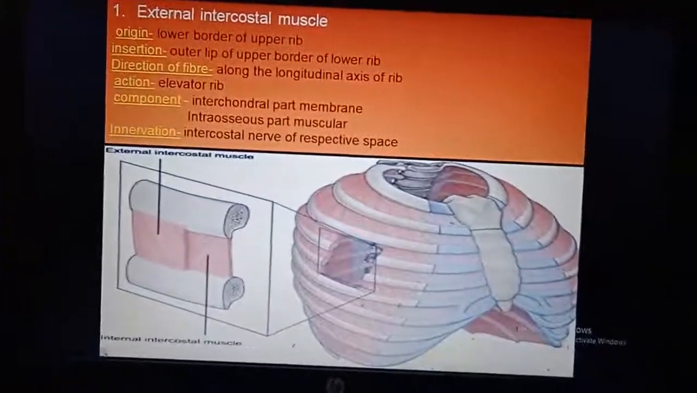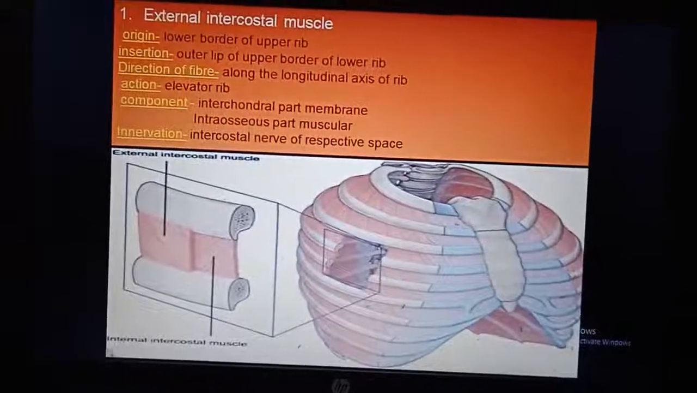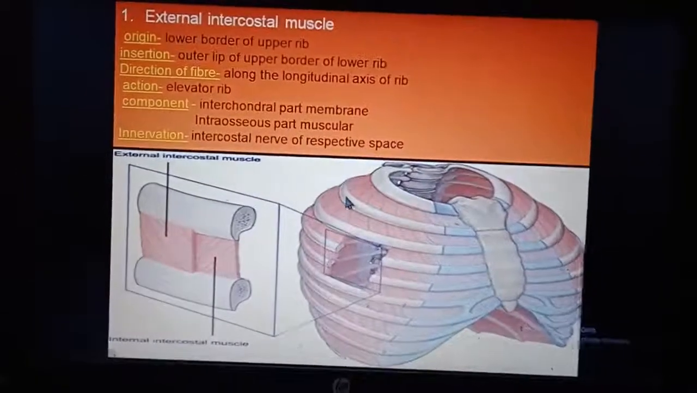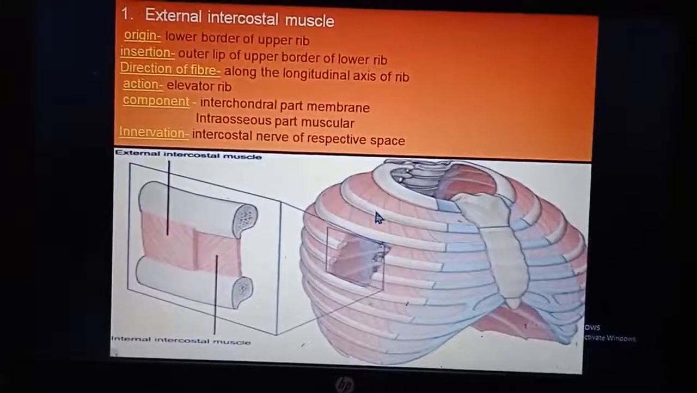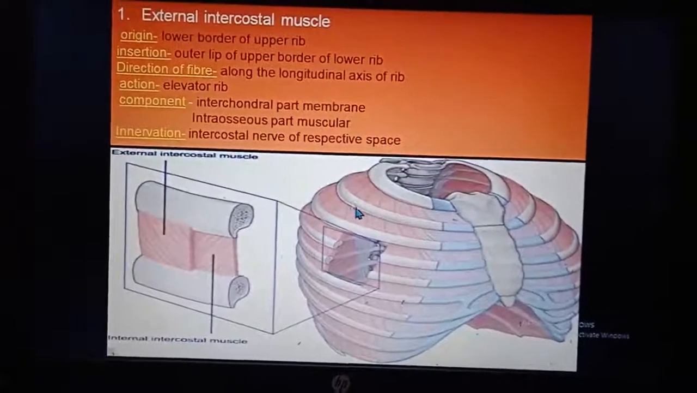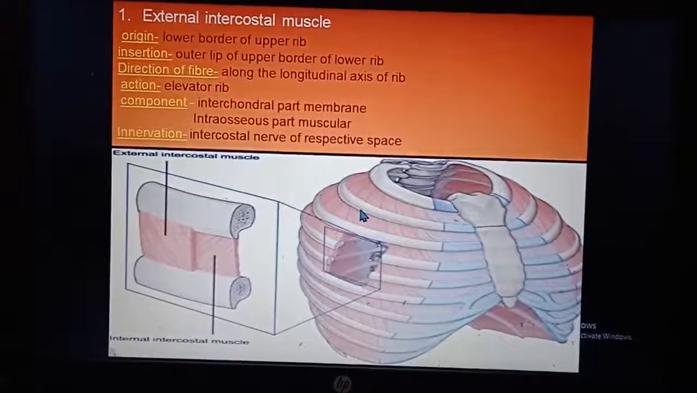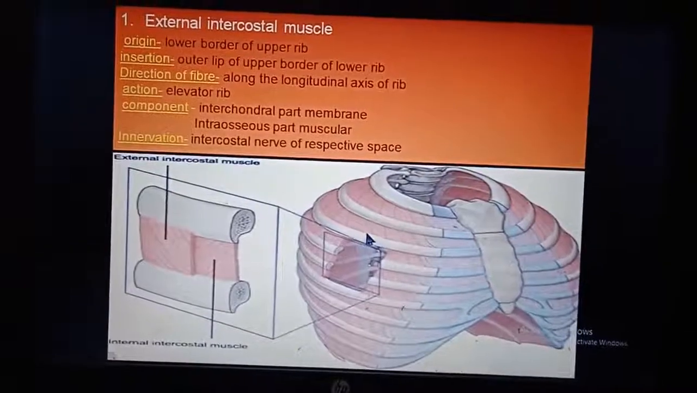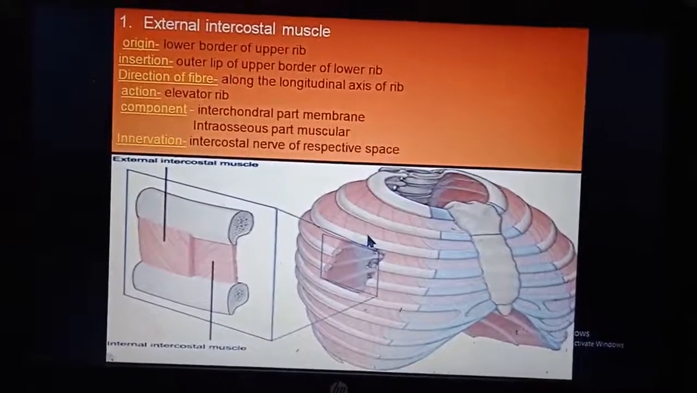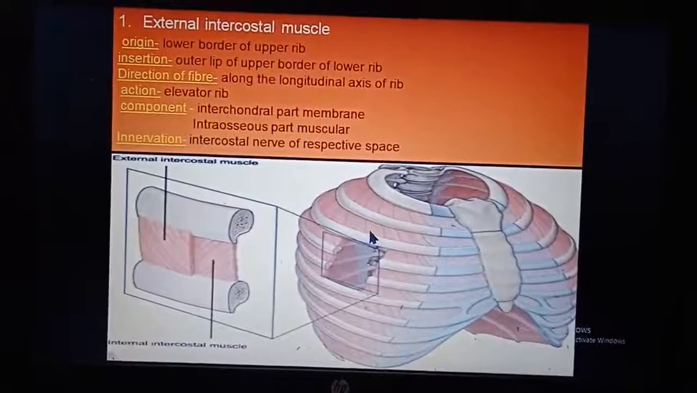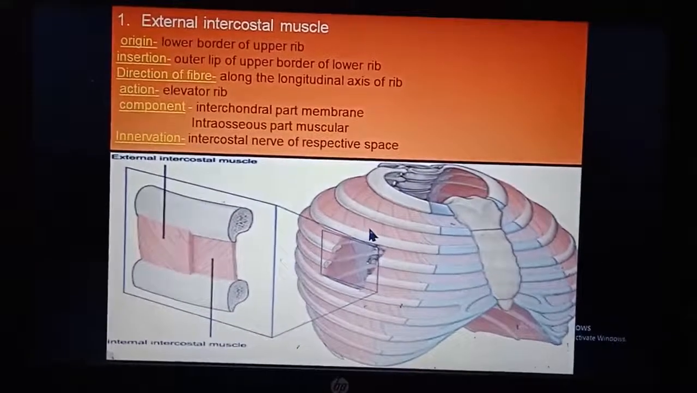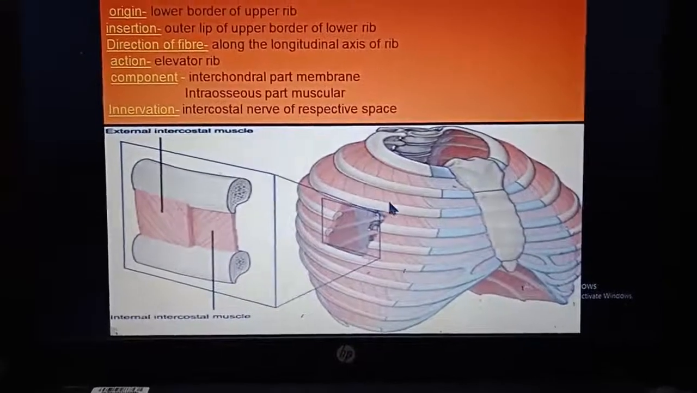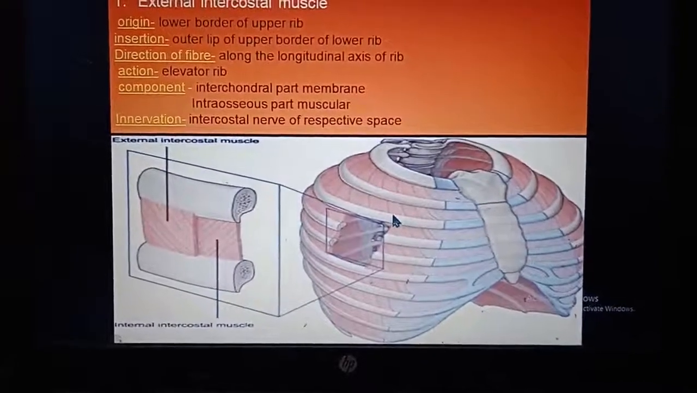Coming to the external intercostal, the first one from the external aspect. Its origin is from the lower border of the upper rib. This is the rib, this one is the upper border and here is the lower border. So from the lower border of the upper rib to the upper border of the lower rib. But in the upper border there are two lips, as it is somewhat wide: the outer lip and the inner lip. So it goes to the outer lip of the upper border of the lower rib.